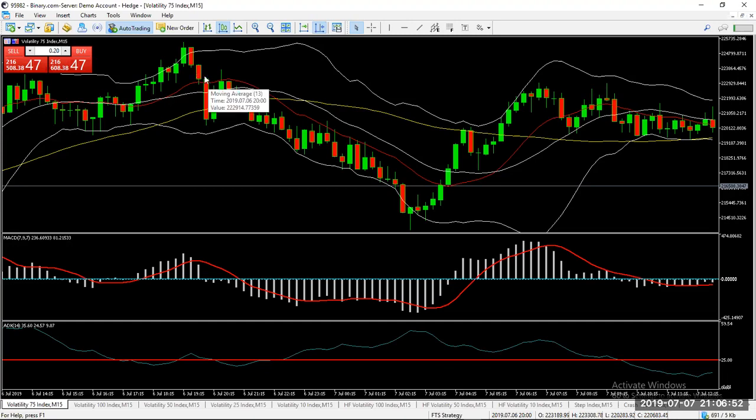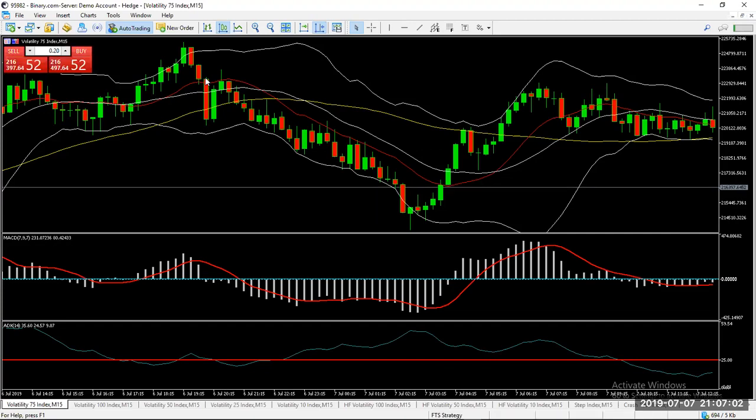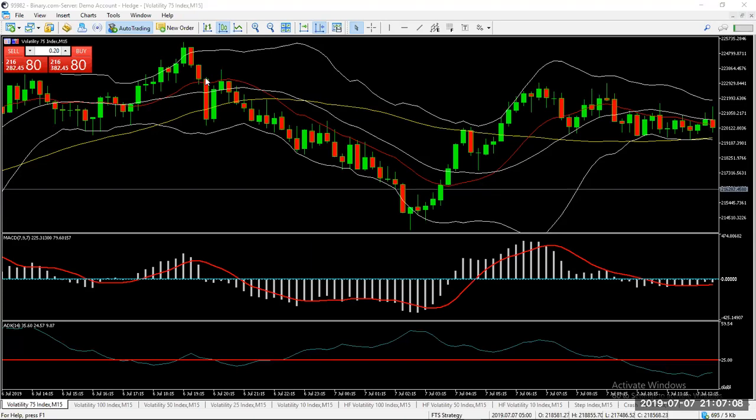You can see this particular candle broke the moving average. Sorry, someone is having an interference. I don't know what that is. All right, I think it was someone else's audio.